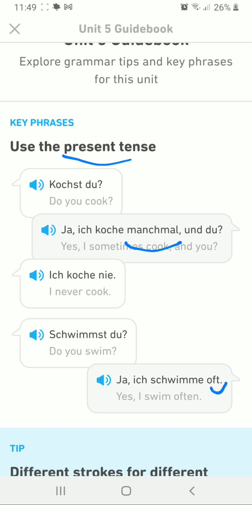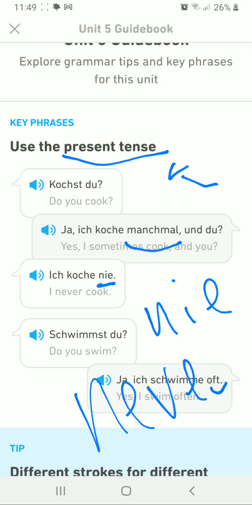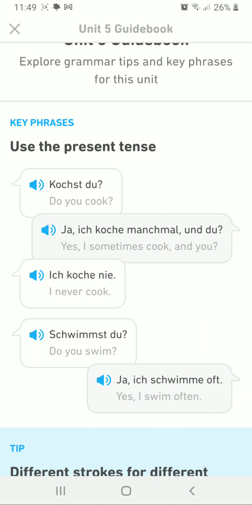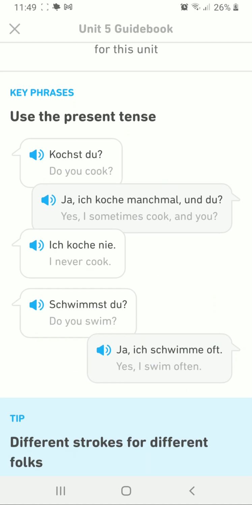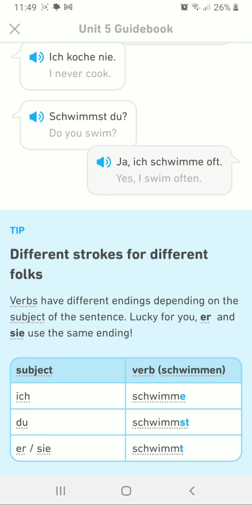Of course, we're working with the present tense. So these adverbs of frequency, they are linked to the present tense. So sometimes it's for present tense and also oft. Another adverb of frequency is nie, which means never, and it also uses the present tense. So everything is clear. If you make the parallel with the English language, you know what I'm speaking of.